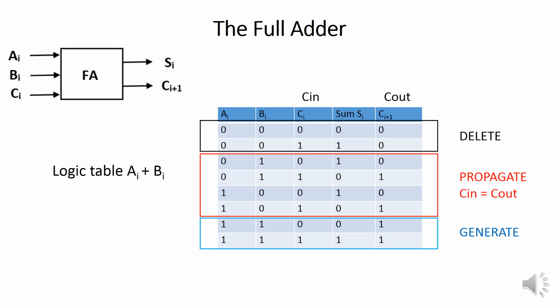The carry generate scenario is the one delineated in the third square. Note that the carry output is always 1. These are the conditions under which a full adder is generating a carry out equal to 1 independently of the carry coming from the previous stage.